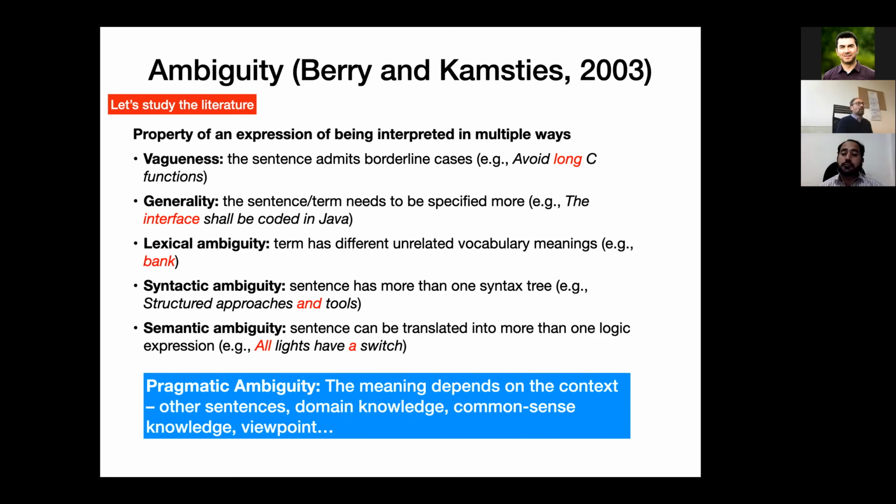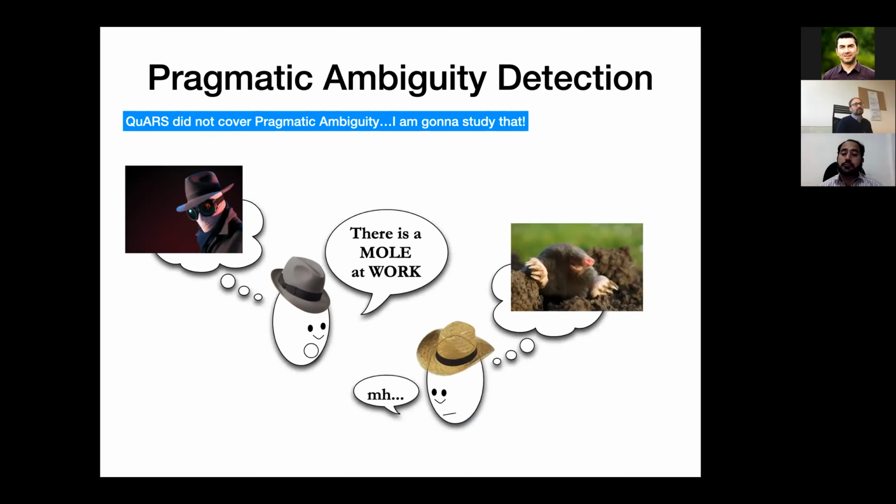Okay, I said Quartz does not work for pragmatic ambiguity, it does not consider the context at all because it's doing find on a document. So I'm not going to study that.